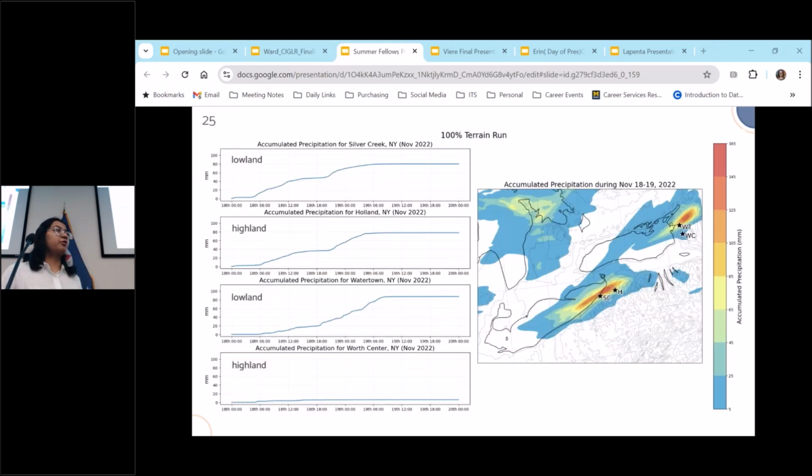And what does that mean for orographic ratio and precipitation distribution? As you can see here, both Silver Creek and Holland have similar precipitation distributions and low orographic ratios. And that luckily aligns with our literature for what a block scenario would create and also for long lake axis parallels, as per Beals et al. 2018.